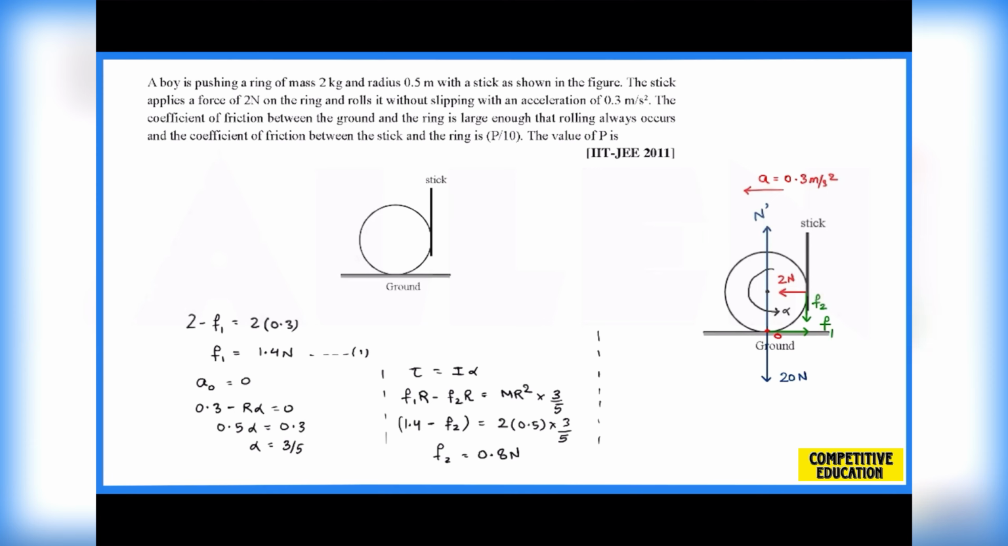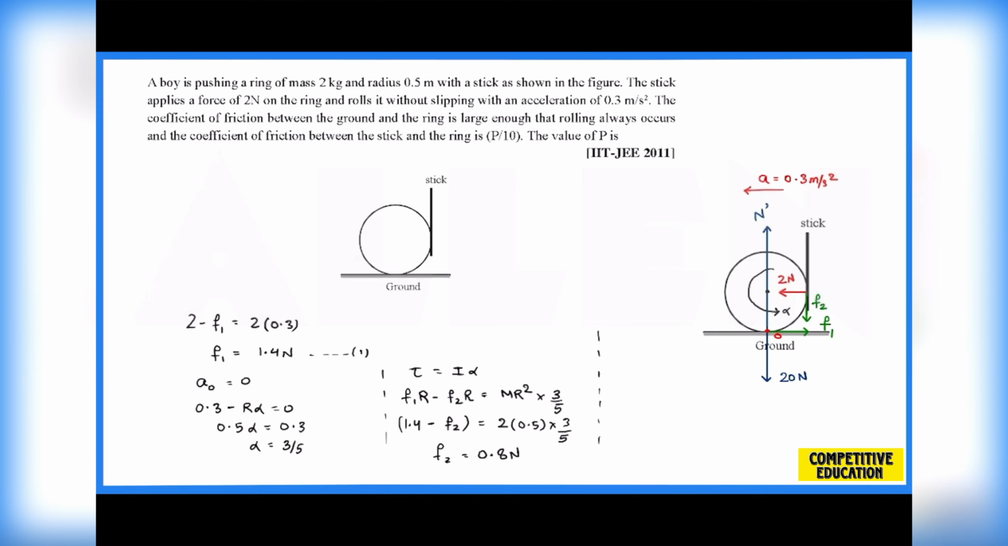Now as this ring is rolling without slipping, the acceleration of this point O must be equal to the acceleration of the ground, but the acceleration of the ground is 0 because it is stationary. So the acceleration of this point O will be 0 if this ring is rolling. The acceleration of O will be the acceleration of the center of mass, that is 0.3 in this direction, minus r into alpha. That will be the net acceleration of this point. So I have written 0.3 minus r alpha, which should be equal to 0. Putting the value of r as 0.5, I will get alpha as 3 by 5.